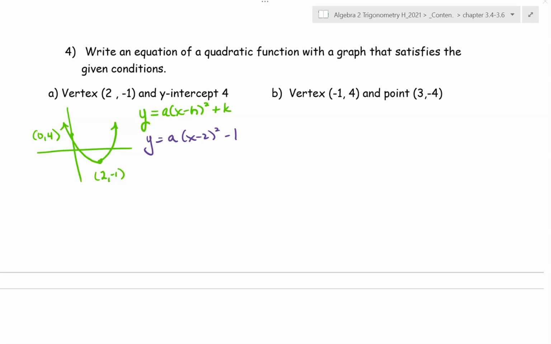I substituted 2 in for h and -1 in for k. So now I'm going to substitute 4 for y and 0 for x so that I can find a. So I add 1, divide by 4, my a is 5/4.